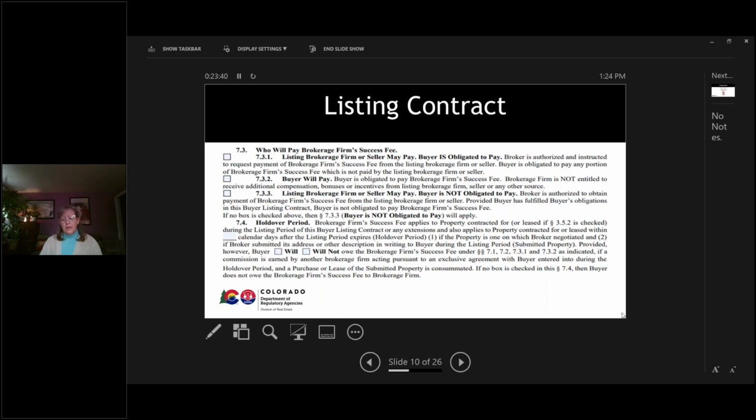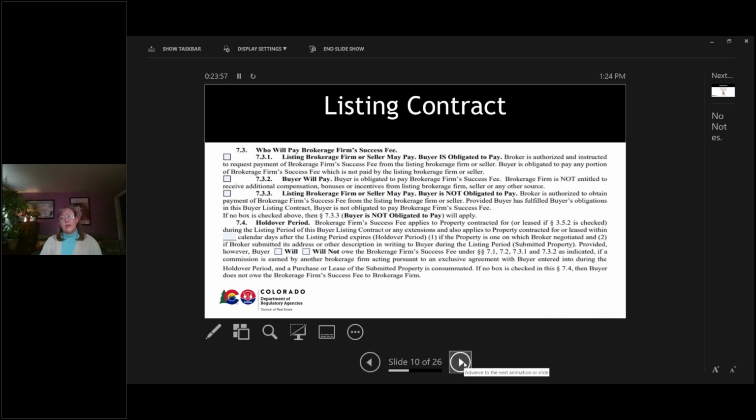And then the earnest money deposit, that's something that you need to decide as far as what you are going to require as the earnest money deposit when you get an offer in. And that's something that you can get guidance from your real estate broker about as well.